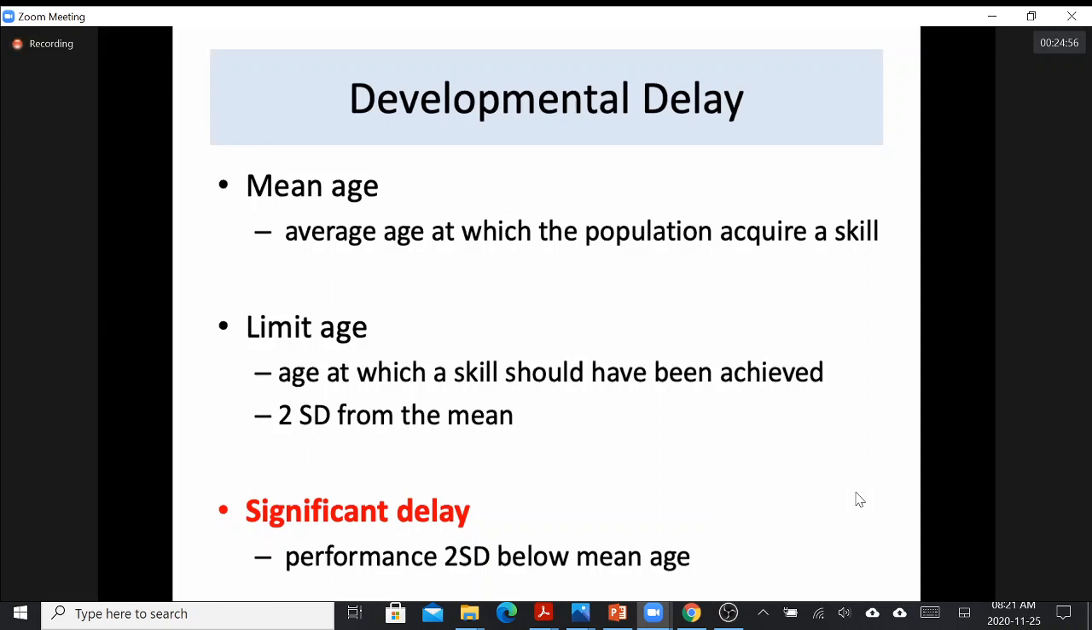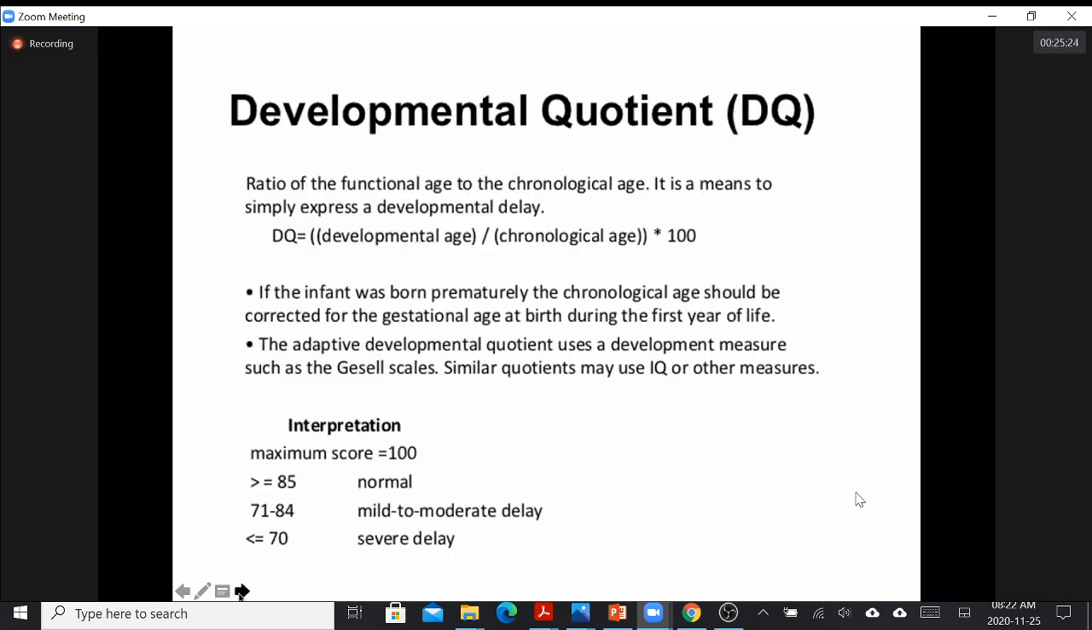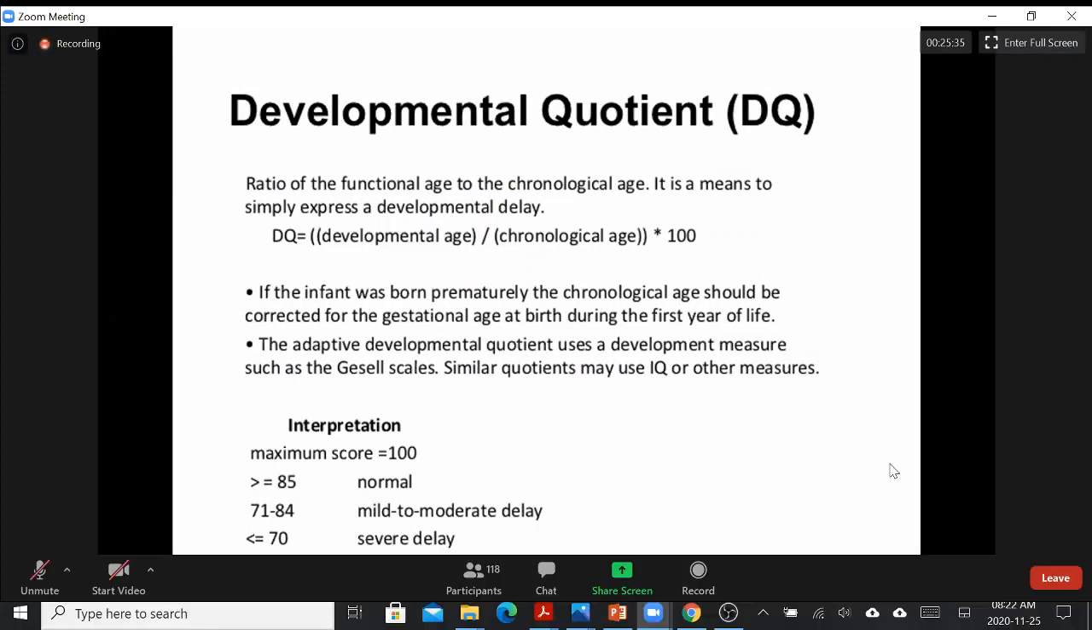So for example, say the usual age a child acquires head control may be 3 to 4 months. But if by 4 to 6 months also there is no head control, that is definitely abnormal. And that will be considered a significant delay. So a significant delay is defined as performance 2 standard deviations below the mean age. Then it is easy to quantify. So then comes the question, how do you know where this 2SD is for each development milestone, right? Or for each development domain.